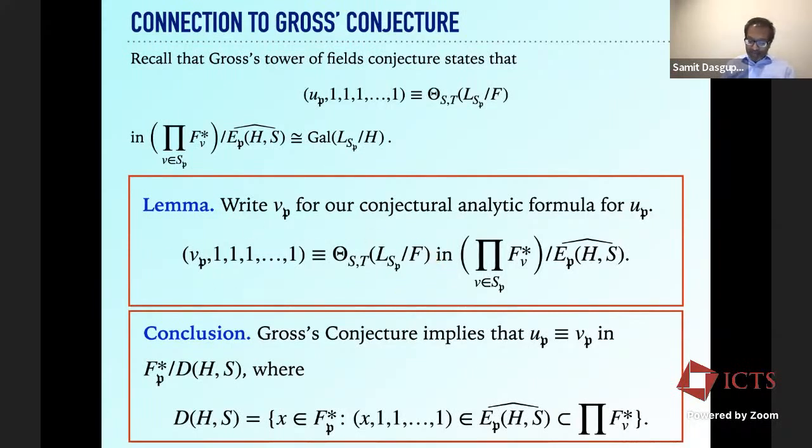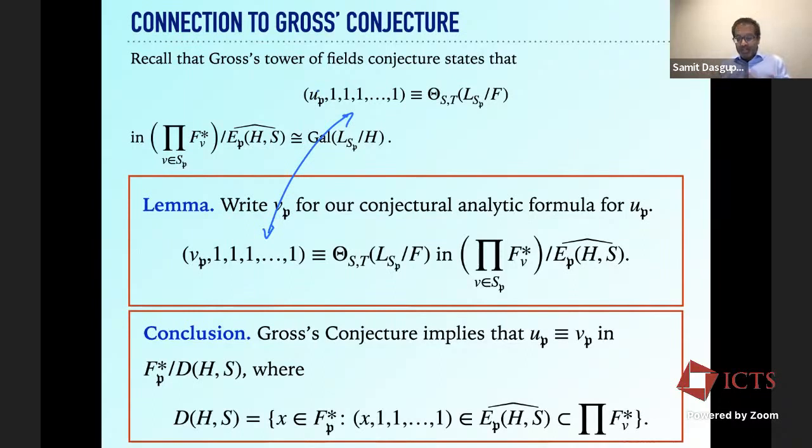Okay, and then once you get that, what do we conclude from that? That means that if you were to prove that Gross's conjecture holds, that is, if you were to prove this congruence, well, then I already have this congruence. This is a purely analytic thing, which I've just explained with a little bit of hand waving. Then I get a congruence between these two, right? Then I get that UP1111 is equivalent to VP1111, which is to say that UP is equivalent to VP.